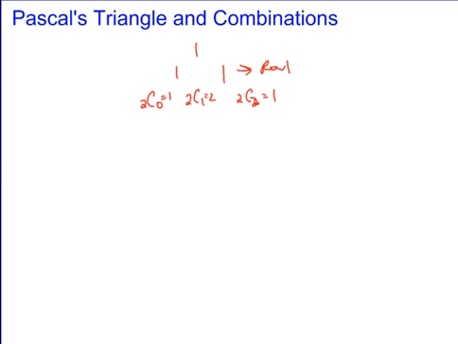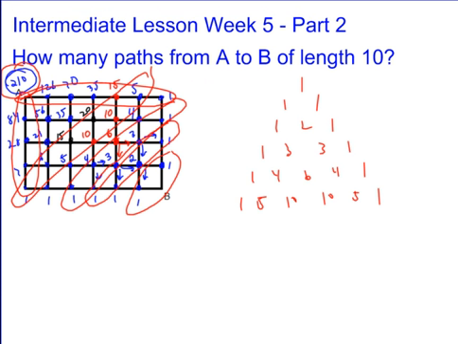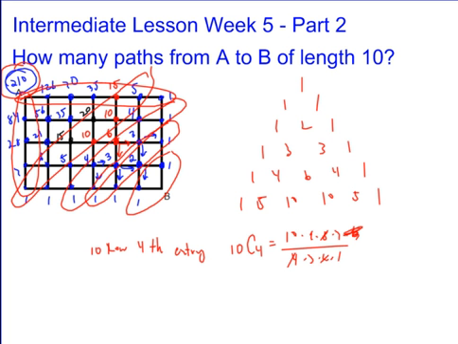So for instance, if I go back to this one, if I want to find the 10th row, 4th entry, that just equals 10 choose 4, which would be 10 times 9 times 8 times 7 over 4 times 3 times 2 times 1. Oh, no, not times 6. 4 times 2 is 8. Cancel out your 3 here. You're left with 3. 10 times 3 is 30. Times 7 is 210. There is my answer.